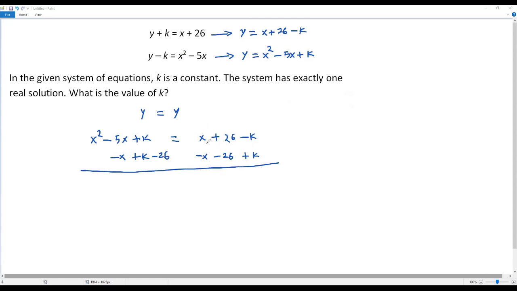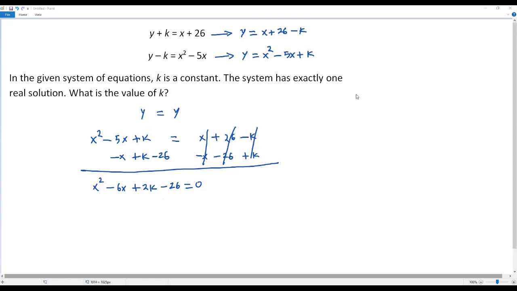Okay, then positive x and negative x will cancel out, positive 26 and negative 26 will cancel out, negative k and positive k will cancel out. Here we get x². When I combine -5x and -1x, I am getting -6x. When I combine positive k and positive k, I am getting +2k - 26 = 0. Okay, here I got the quadratic equation in standard form.